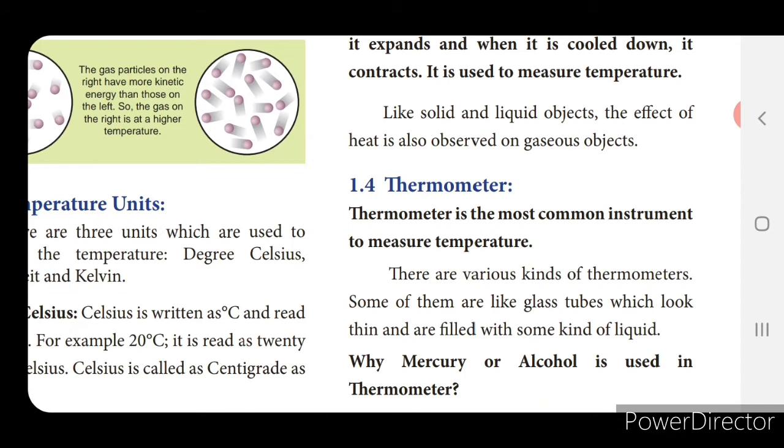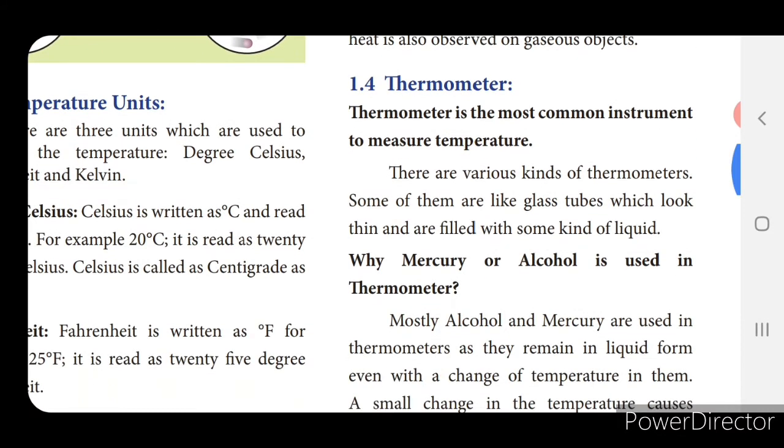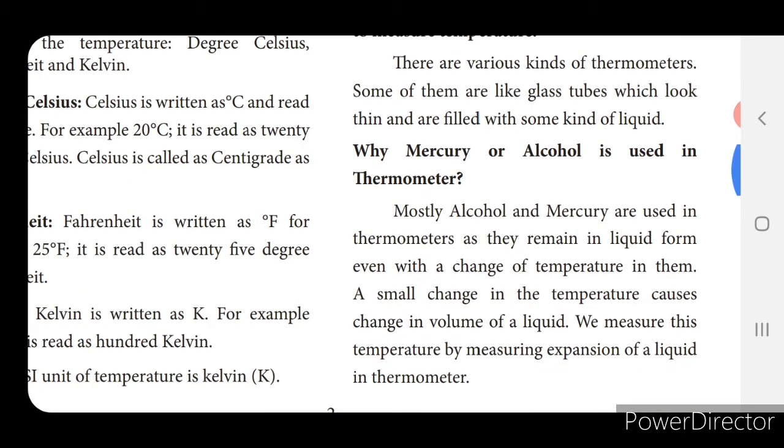Okay, the next one, thermometer. So what is a thermometer? The word therm means heat. Okay children, therm means heat. So a thermometer is the most common instrument used to measure the temperature. There are various kinds of thermometers. Some of them are glass tubes which look very thin and are filled with some kind of liquid. Which kind of liquid? Mercury or alcohol is used in a thermometer. Now we'll see why mercury or alcohol.